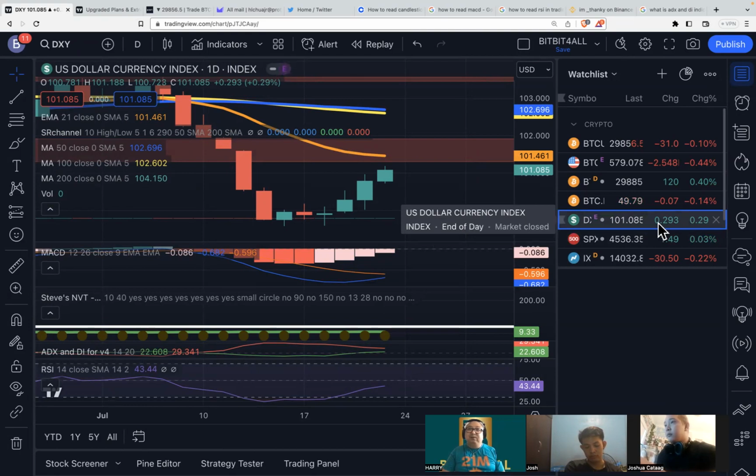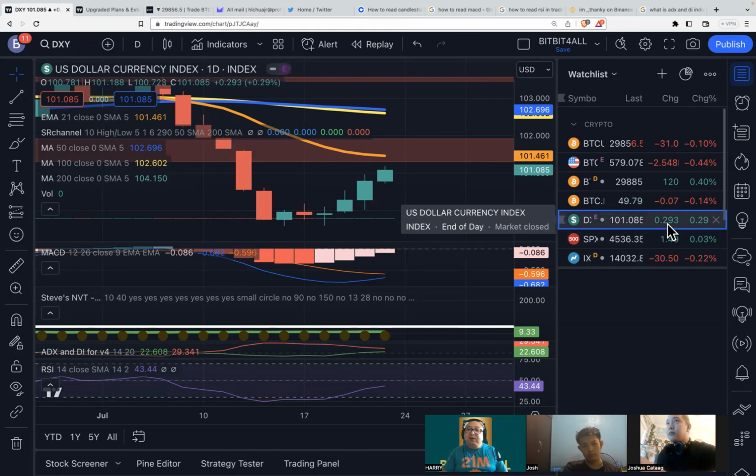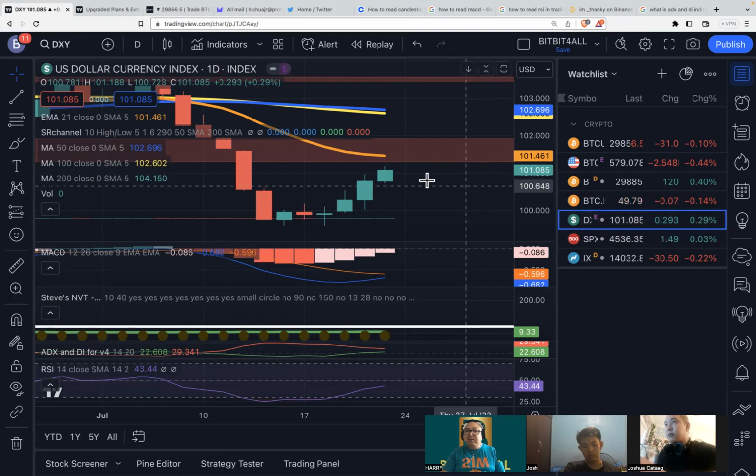Lalo na yung... bakit wala yung Nasdaq ko? Anyway, so they will sell all their assets and then they will park it into US dollar. Kaya tataas yung value pag tataas yan, meaning to say takot ang mga tao. Pag bababa yan, that means ang mga tao are now buying again.